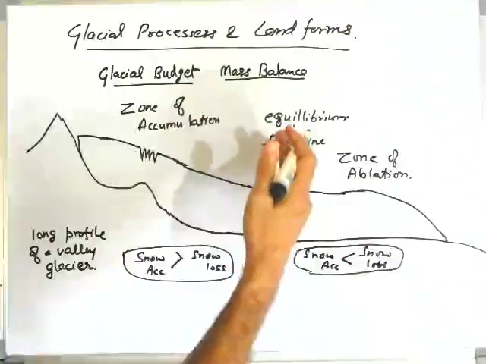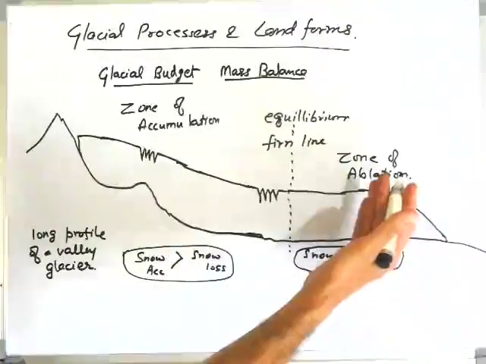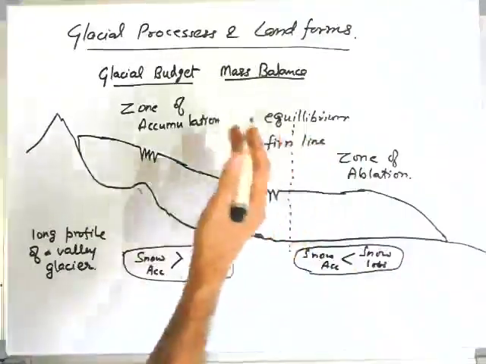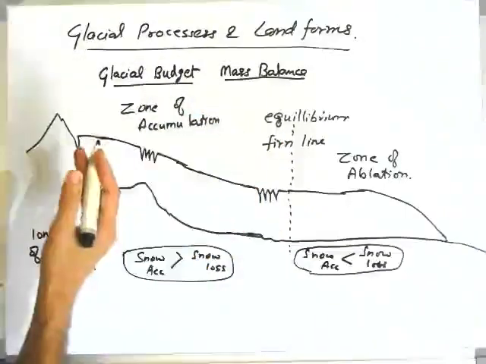Beyond this line, on the lower portion of this line, the losses are more than the gains of snow. On the upper side, on an annual basis, the gains are more than the losses.